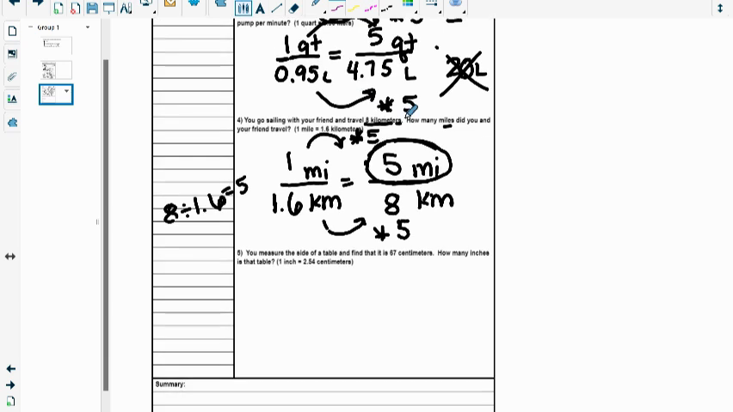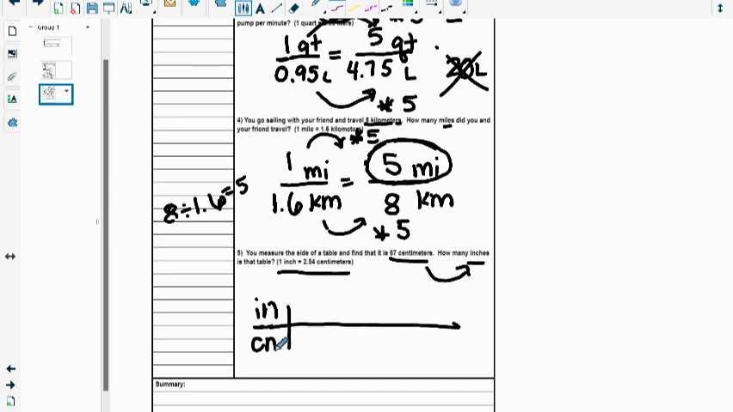I want you to pause the video, try this one on your own. Resume the video when you are ready to check. You measure a side of the table that's 67 centimeters. We want to convert that into inches. 1 inch is 2.54 centimeters. I'm going to do a table.